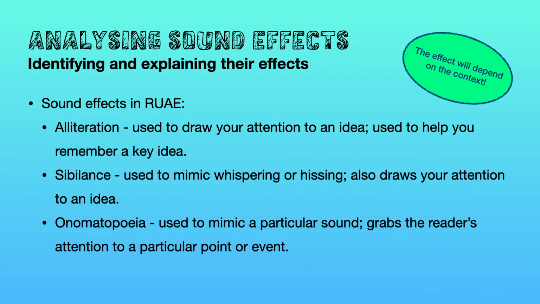Onomatopoeia, used to mimic a particular sound or grab the reader's attention to a particular point or event. Just in case you've forgotten, alliteration is the repetition of a particular letter sound. Sibilance is the repetition of an S sound, but remember a soft C could be an S sound. Onomatopoeia is a word that sounds like the sound it is describing, like bang. Okay?